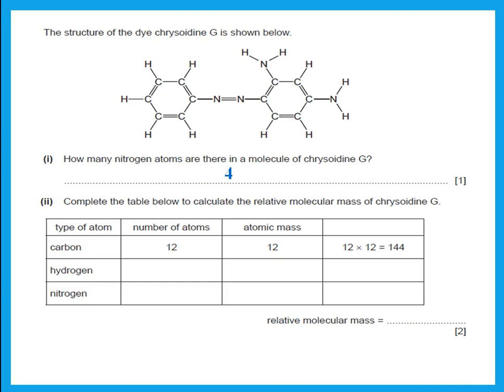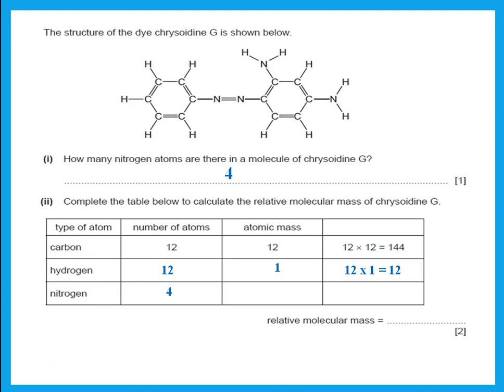Now he's saying complete the table below to calculate the relative molecular mass of this compound. Again, we said relative molecular mass is just the addition of all the masses. So carbon, he's telling me I have 12 carbon atoms and each of them has a mass of 12. So the total for the carbon is 12 times 12. Now what about hydrogen? How many hydrogens do I have in that molecule? Can you count them? If we count them, they come out to be 12 hydrogens. Now what is the mass of each hydrogen? So the total will be 12 times 1.